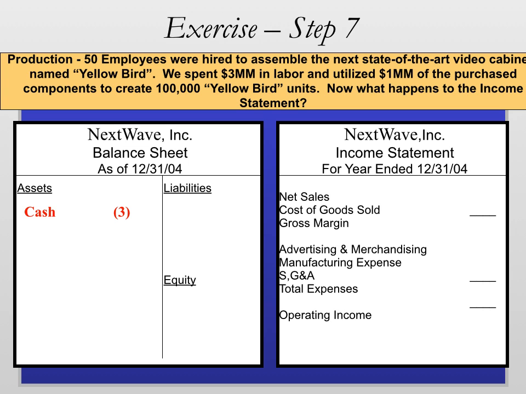Well, in this case, we pulled $3 million out of cash for the labor. We took $1 million of the inventory, which we'd already spent, and took it out of raw materials. We combine that with the labor and create finished goods inventory. So in inventory, we now have $4 million worth of units that will eventually, hopefully, be sold to outside customers.